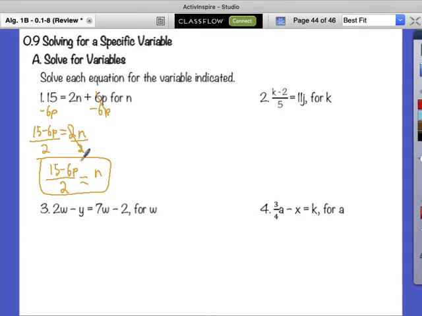So if you're struggling sometimes with what do we do first, a good helpful thing is do what I do. Cover up your other variables that you don't need. And say, okay, well, if I was just adding 6, what would I do? Oh, I subtract it. So in this case, if I'm adding 6p, I'm going to subtract 6p.